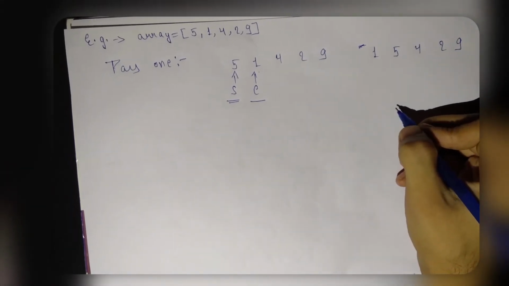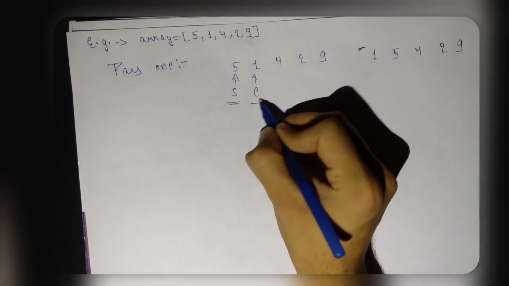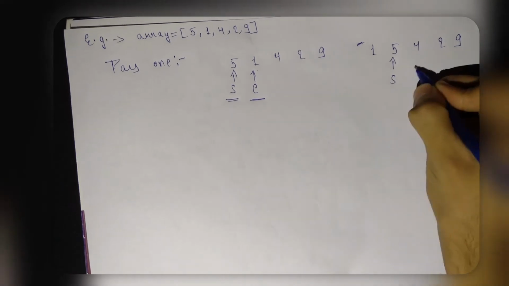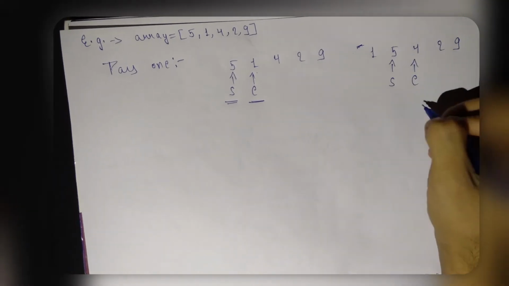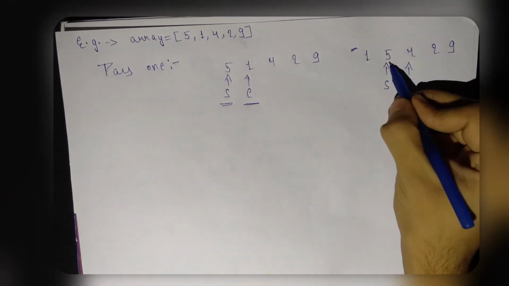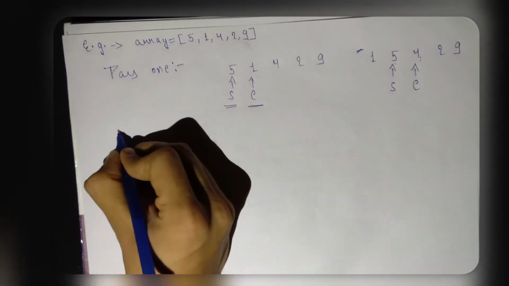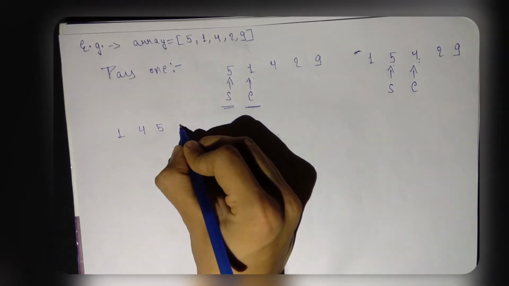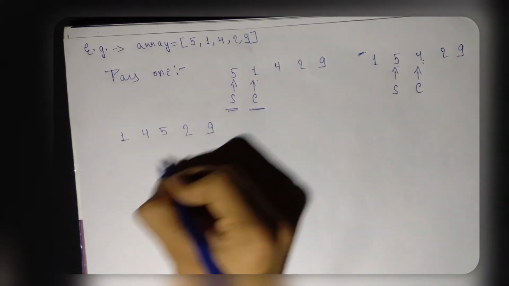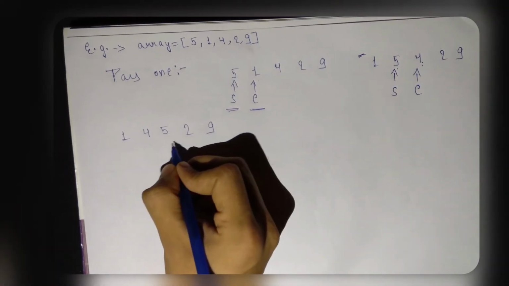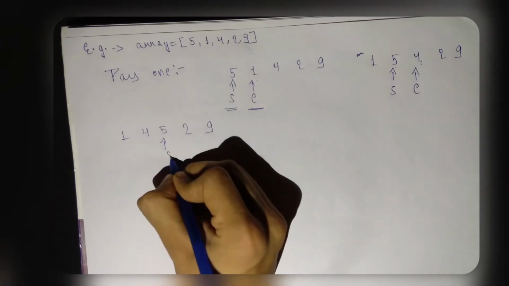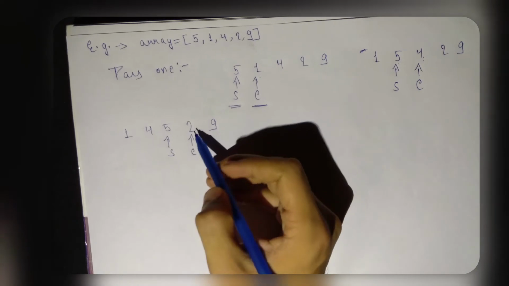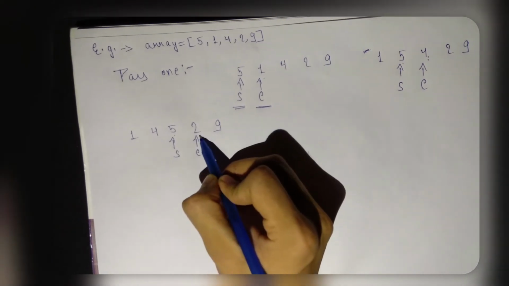Also, we will increment the value of s and e by 1. That is shifting our pointer to the next value. Now we'll compare 5 and 4. So 5 is greater than 4, so again we will swap them. Again shifting our pointers. Again we'll compare 5 and 2. So 5 is greater than 2, so we'll swap them, okay?